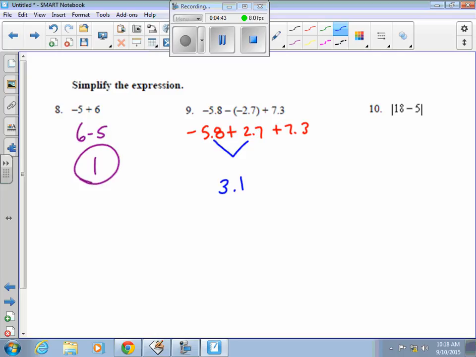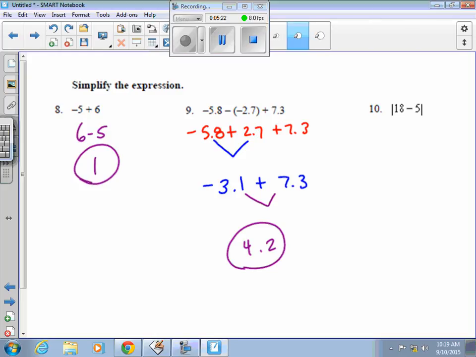You have to determine if that's going to be positive or negative. As you look at it, again, 5.8 is the larger absolute value. It's negative, therefore it's negative 3.1. Bring the rest of it down, plus 7.3. Again, opposite signs. Subtract them. 3 minus 1 is 2, and 7 minus 3 is 4. And keep the sign of the larger absolute value. 7.3 is the larger one out of the two. It's positive, so it'll be positive.